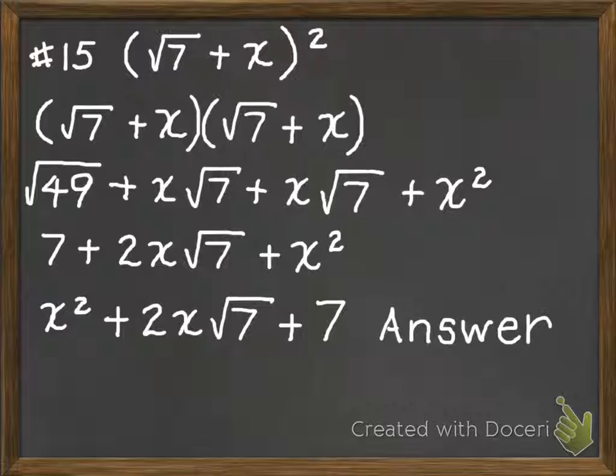And then I just rewrite this polynomial with the x squared term first. It's not incorrect to not write it first. It's just more standard. So I write x squared, highest power first, followed by plus 2x times square root 7, which is the next highest power on the variable, plus 7. And that's our answer.